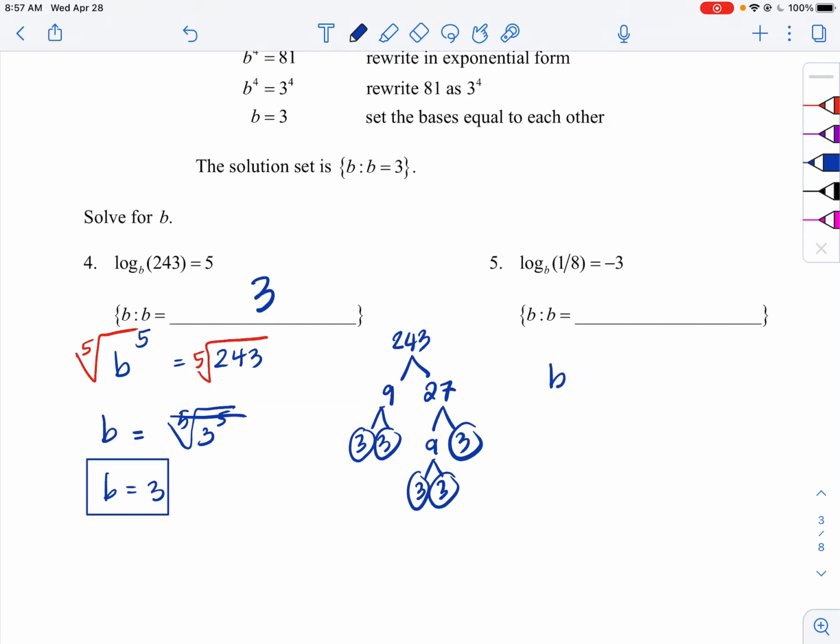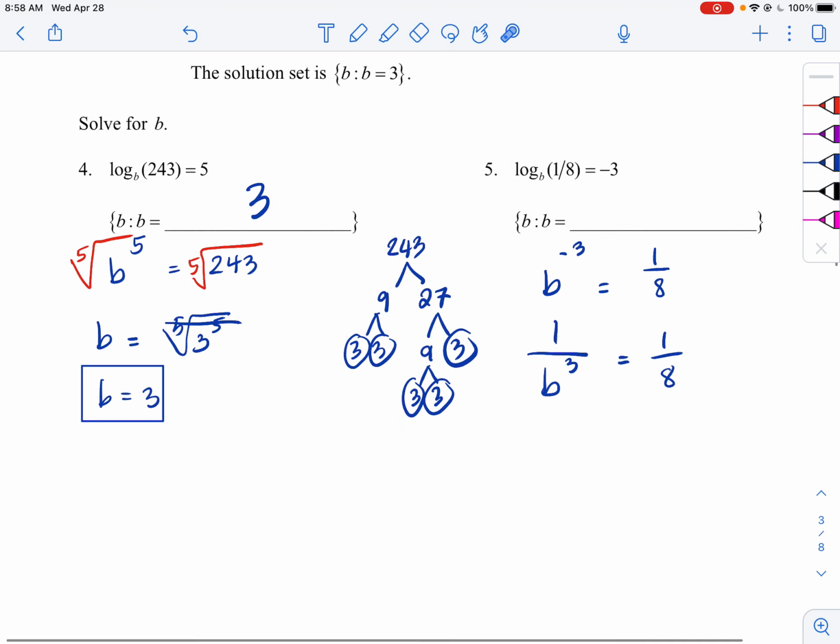All right, moving on. B to the power of negative 3 equals 1 over 8. Since this one is a negative exponent, I will rewrite that as 1 over b to the power of 3, equal to 1 over 8. And so I want to make these equal to this one. Since the numerators are already equal to each other, I'm going to focus on these two things at the bottom.